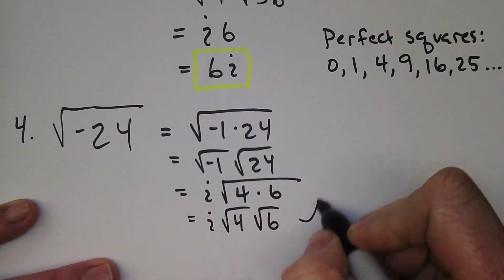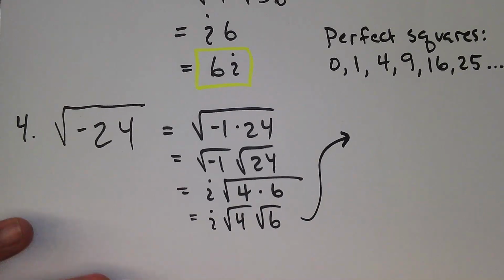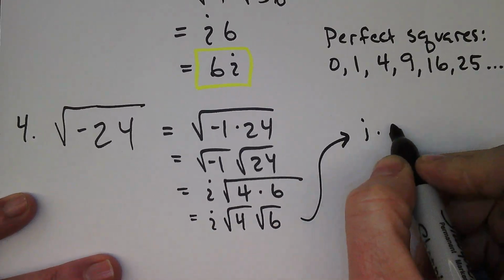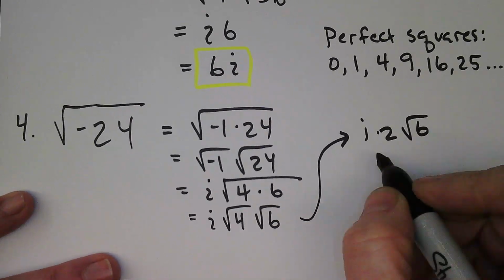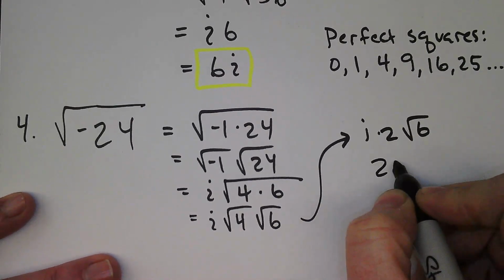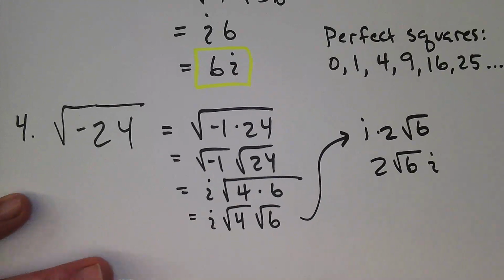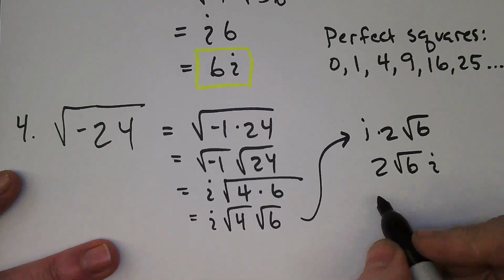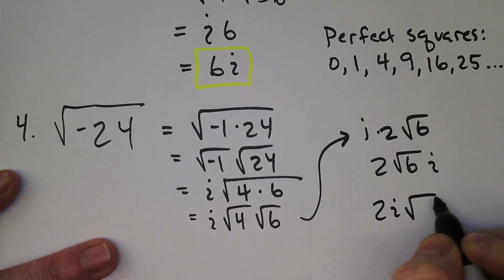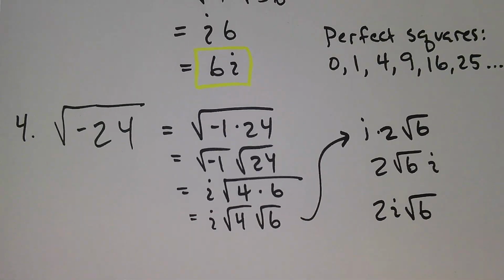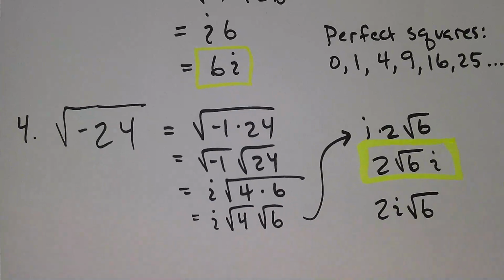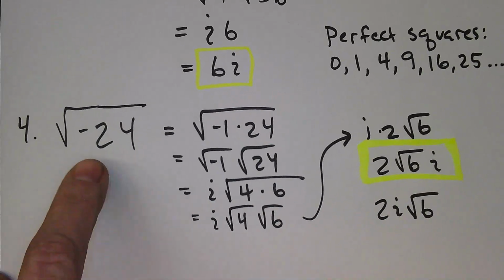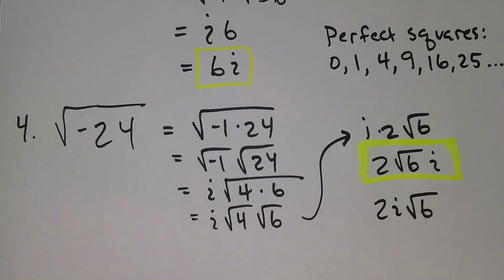So now here, I'm just going to move this up so I get a little more room. This is i times, right? The square root of 4 is 2, times the square root of 6. So I would do 2 square roots of 6 times i. I usually put my i's at the end. I've also seen this. This is fine. Either of those are simplified, correct answers. The i took care of the negative, and then I simplified the square root of 24.